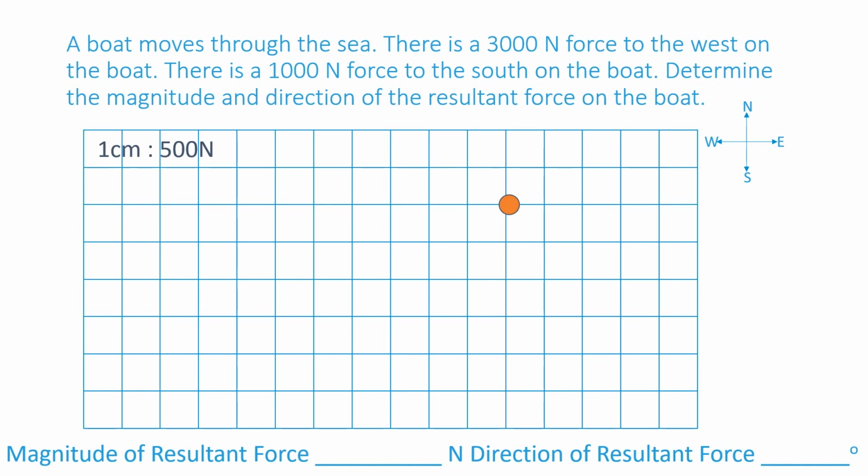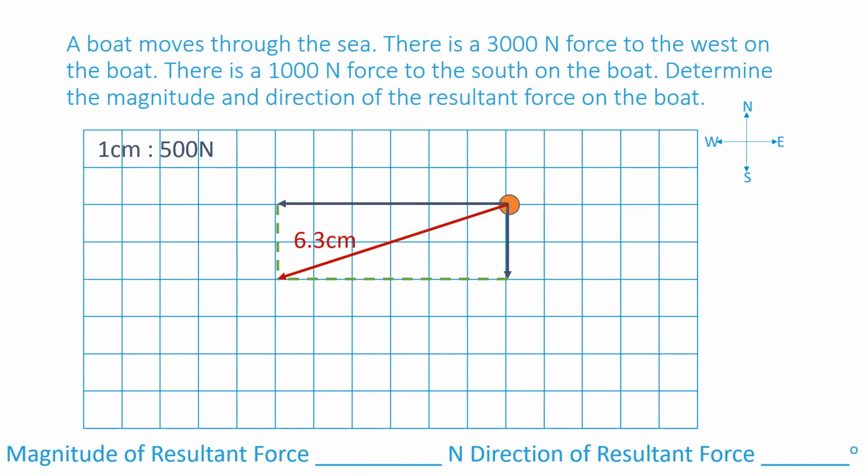So for my force to the west of 3,000 newtons, that will be 6 centimetres, or in this case 6 boxes. I'll then add on my 1,000 newton force to the south. This will be 2 boxes, or 2 centimetres. Once done, I'll construct my parallelogram and add on my resultant force. I'll then measure the line to determine the magnitude of the force. In this example, it's 6.3 centimetres.